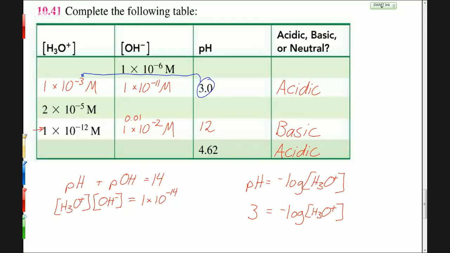Okay, so let's look at those concentrations. Now, we can use the same technique for a weird number like 4.62. We could say this one should be 1 times 10 to the minus 4.62. But that's not really proper scientific notation. We don't like to have that decimal in there. So we can use our calculator to help us get rid of it.